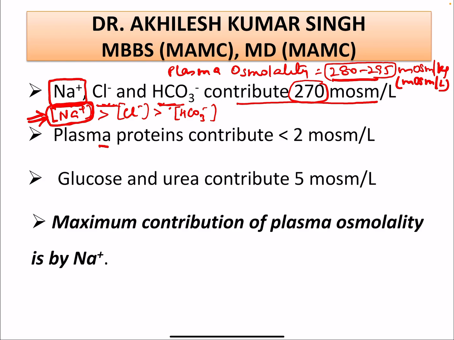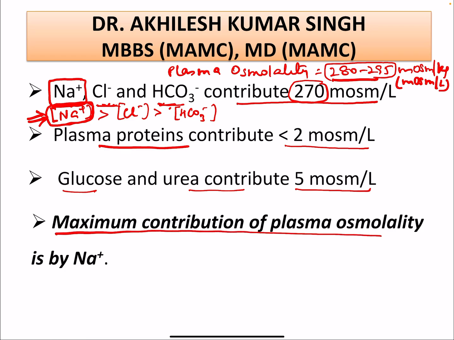And the plasma proteins contribute less than 2 milliosmoles per liter. The glucose and urea contribute 5 milliosmoles per liter. Therefore, the maximum contribution to plasma osmolality is by the sodium ion, because its concentration is highest as compared to the other ions.